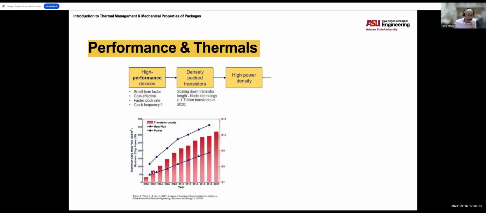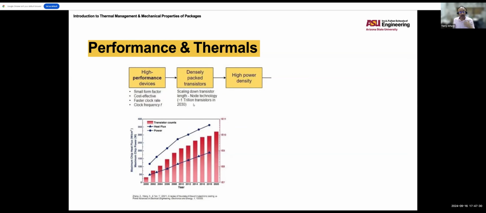So if we look at this graph, and we look at the maximum chip heat flux, that's watts per centimeter square. Okay, that is by the triangle. And you can see how it has increased over the last 2 decades, and it will continue to increase. So this is a problem that's not going away, and it's something that will have to be addressed.